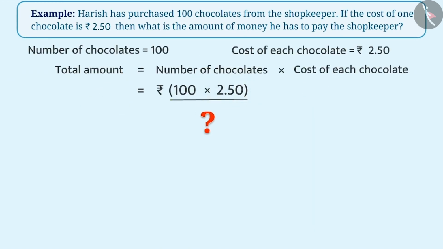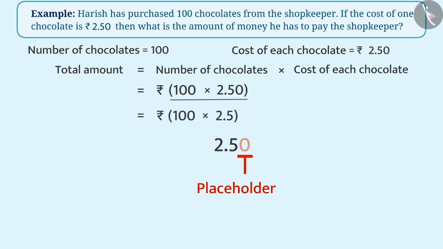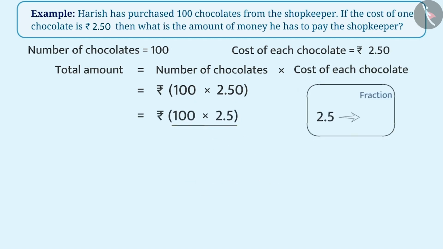Can you tell me how to find this product? Think for a while. Let me explain this. In 2.50, 0 is a placeholder. Since this digit 0 is at the end of the number, we can remove it. After removing 0, multiplication becomes 100 multiplied by 2.5. Now we need to find the answer to this. 2.5 can be written in fraction form as 25 by 10. So we can write the multiplication as 100 multiplied by 25 by 10.